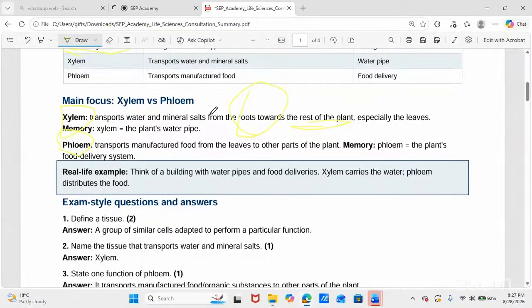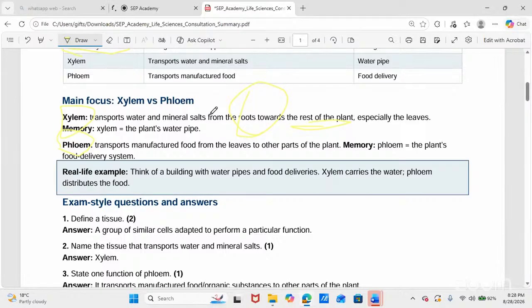So they're saying that phloem transports the food that is manufactured by the tree from the leaves towards the other parts of the plant. And as a memory aid, you can say it is the plant's food delivery system. Like most of you know, the delivery guys for food. You can try to relate it to that.